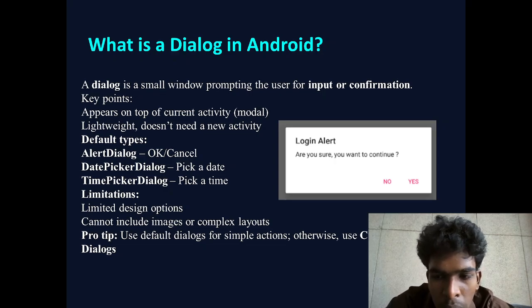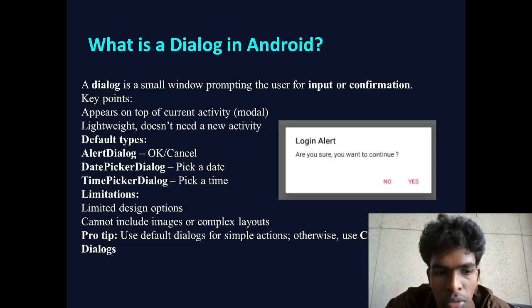So the dialog is lightweight, it doesn't need a new activity, and it is simple and good to use. Default types are the alert dialog, which shows OK or Cancel, the date picker dialog, where we can pick a date, and the time picker dialog, where we can pick a time. So these are the default types of dialog.